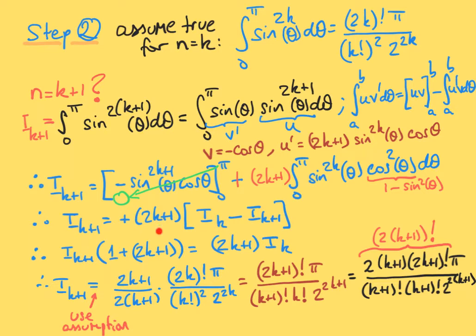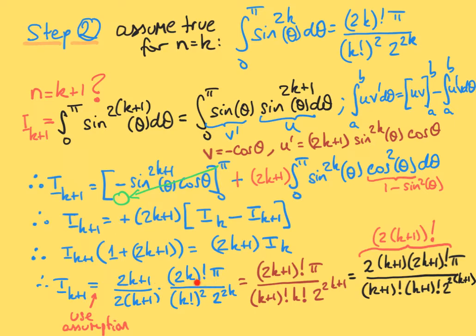And on this side, we are left with 2k plus 1 times I of k. So this is 2k plus 2, or 2 times k plus 1, and I'm dividing both sides by it. Here we have 2k plus 1, and now here I am using our assumption to rewrite I k. So I k is 2k factorial times pi divided by k factorial squared and divided by 2 to the power of 2k.